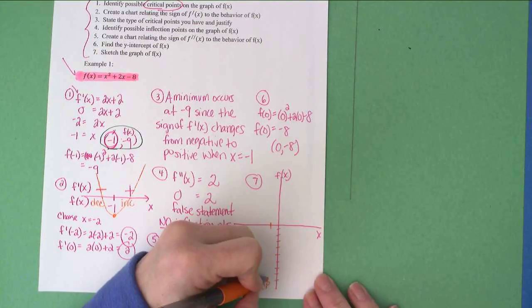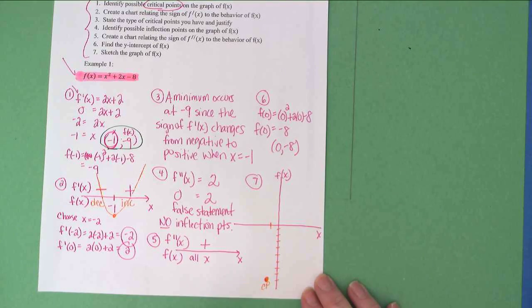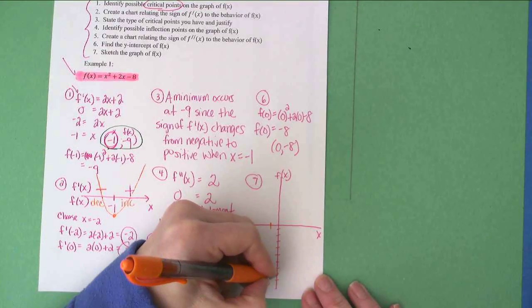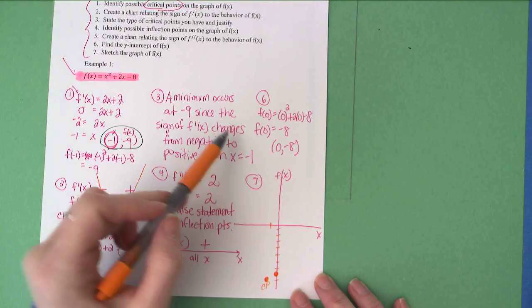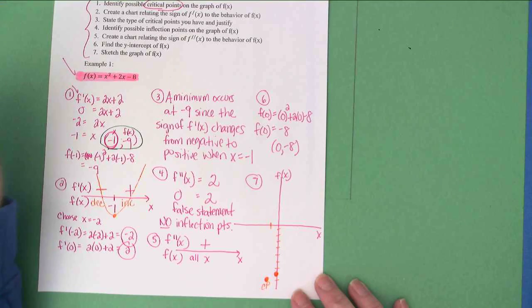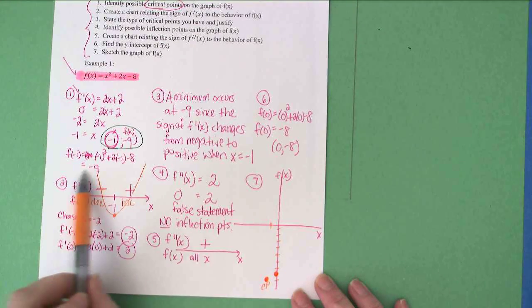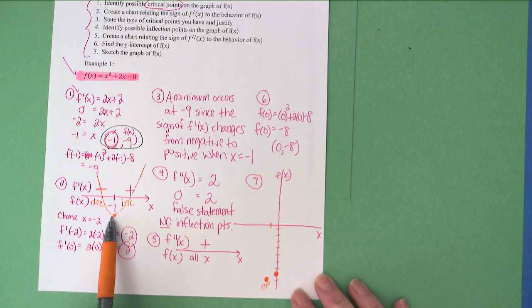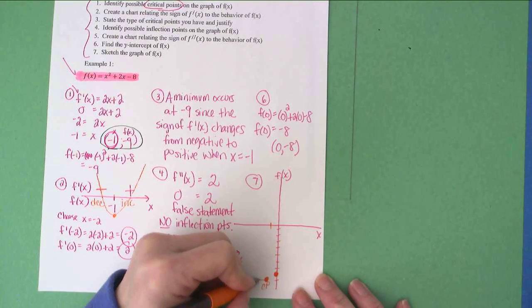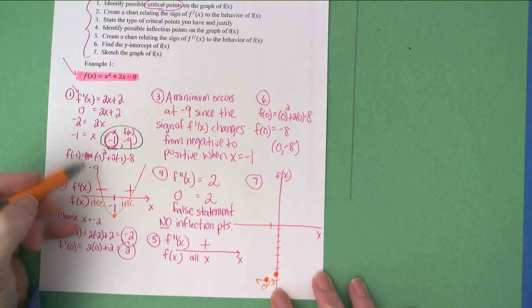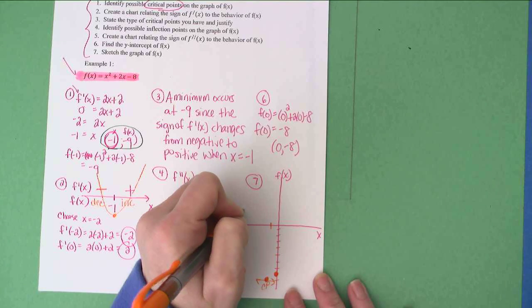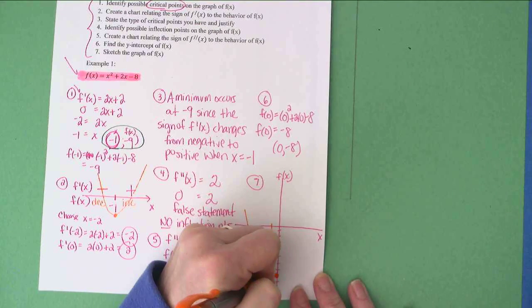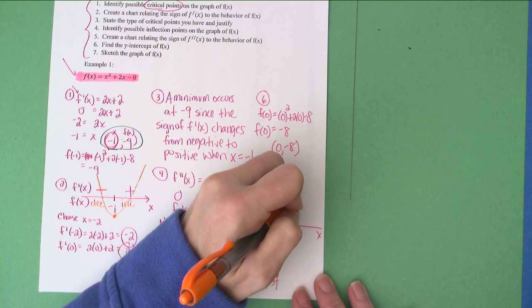Okay. I also found that I have a y-intercept at 0, -8, so I'll put that on. And those are honestly the only 2 points I really found. The rest of this is just telling me the direction of my graph and identifying the type of critical point that I have. So basically, I can look at this first chart here. I know that at -1, -9, the slope of my tangent line is 0. And I know that to the left, my slopes are negative, and to the right, my slopes are positive. So I'm just going to come decreasing negative slopes, turn, increasing positive slopes.